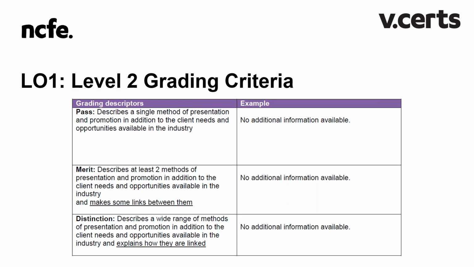And then for distinction, the additional requirement is that we're looking for an explanation of the links. It wouldn't just be a straightforward identification of a similarity, but they would also have some explanation of the similarities and differences. And for the distinction, it will be more than 2 methods. So it's looking for a wide range here. A pass must be 1 method, 1 example, a merit at least 2, and for a distinction, we're looking for at least 3 or 4, a range of methods of interactive media products.